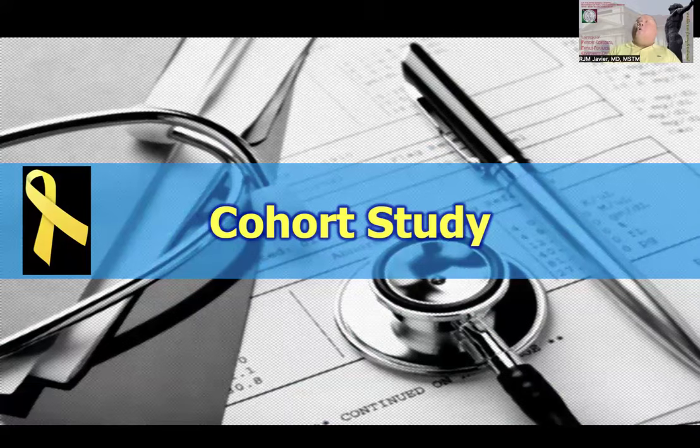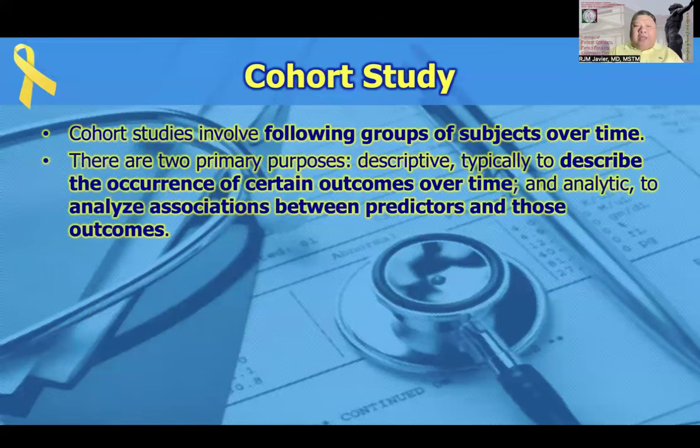We now move to your cohort study. Your cohort study looks now into a group of individuals or a cohort that you follow up in time. Remember, the sine qua non for your causal relationship or causal inference is temporality. The cause precedes the effect. There are two primary purposes for doing your cohort study. You can first describe the occurrence of certain outcomes over time, and you can analyze associations between predictors and those outcomes. Let me emphasize, when I talk of association, I am referring to cause-effect relationship.